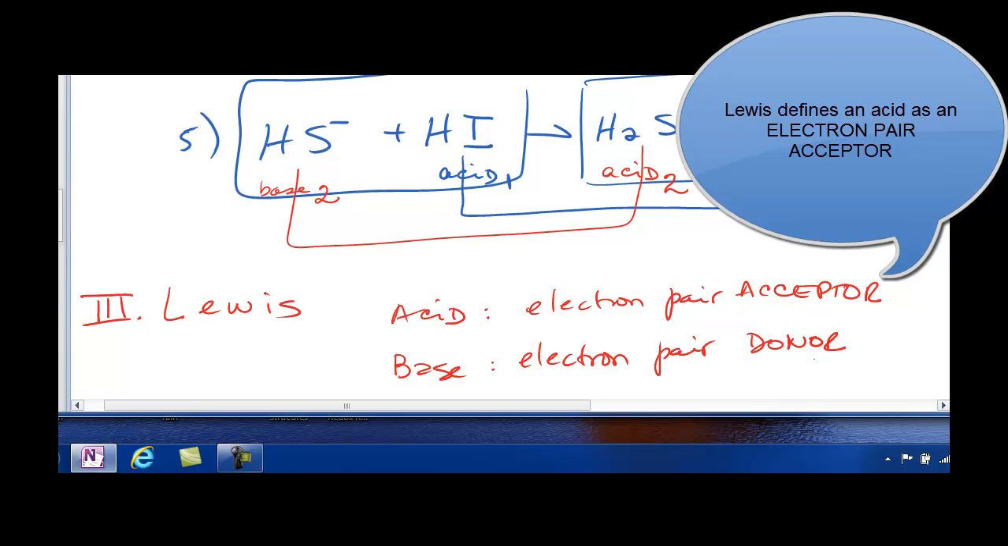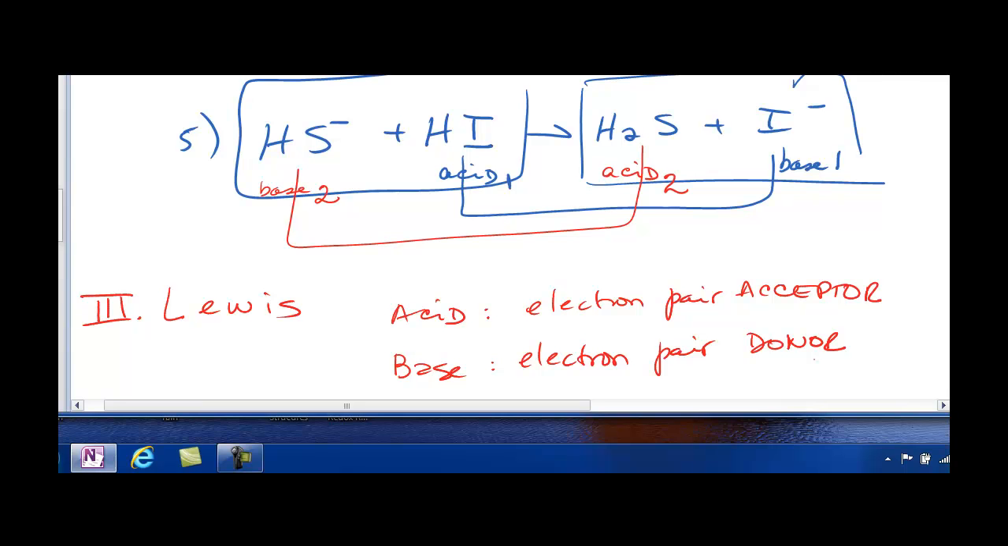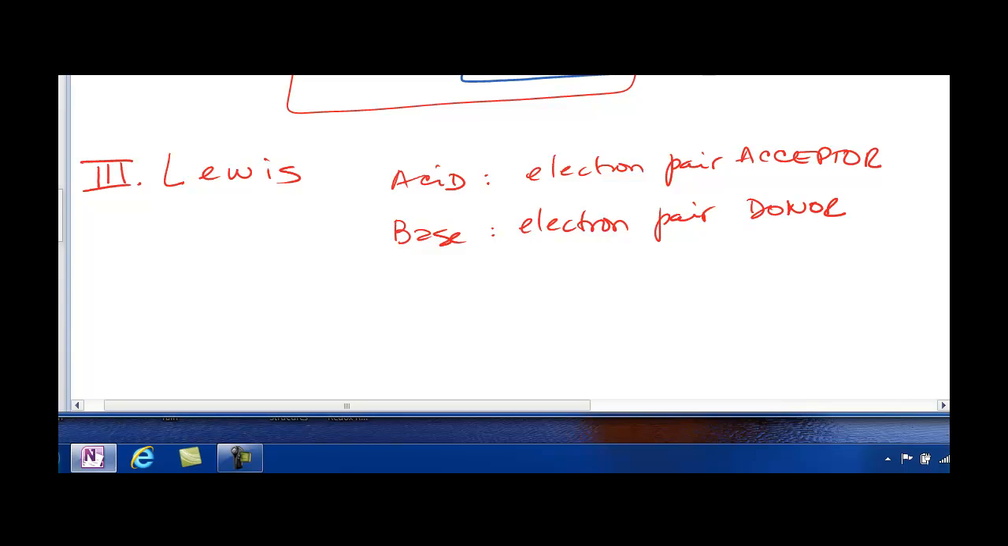And every compound that we've seen has electron pairs, right? They have bonds. These electron pairs are being shared between a couple elements. So this is as comprehensive as we get. No drop in water aside. And let's see what Lewis says.